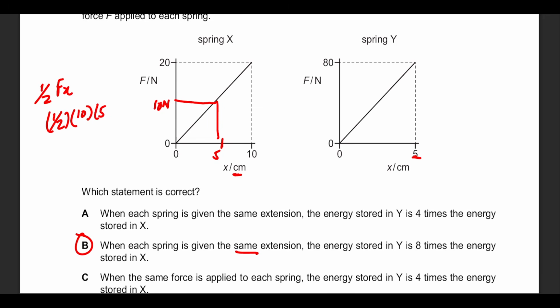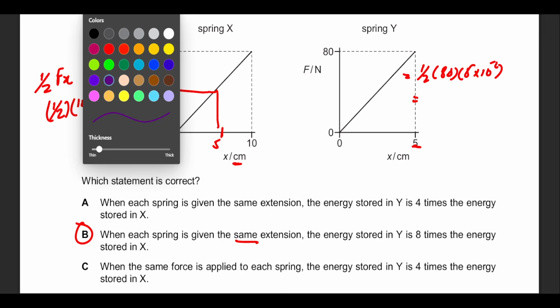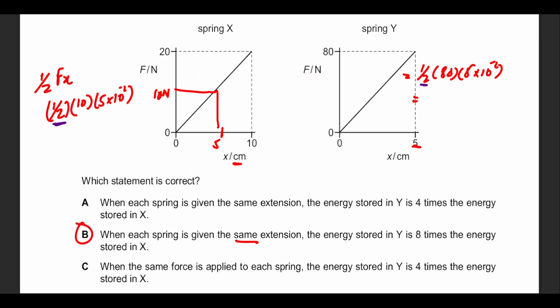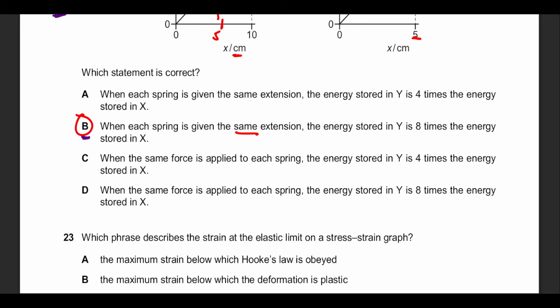Again, this is centimeters. So 10 is to the minus 2, although it wouldn't matter because we're just comparing energies, but still. And this should be half into 80 into 5 into 10 raised to the power minus 2. Whatever energies you find, there will be a difference of 8 times, which is very evident. You see, half is the same in both of them. 5 centimeters is the same in both of them. The only difference is 10 and 80. You don't need to calculate this. You just need to write it down, which is going to be option B.